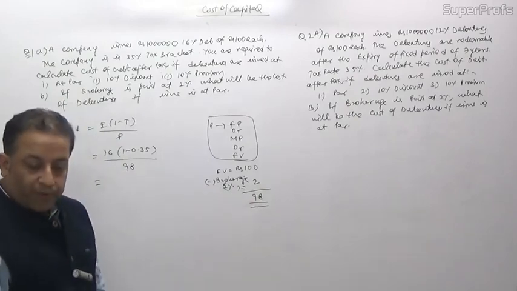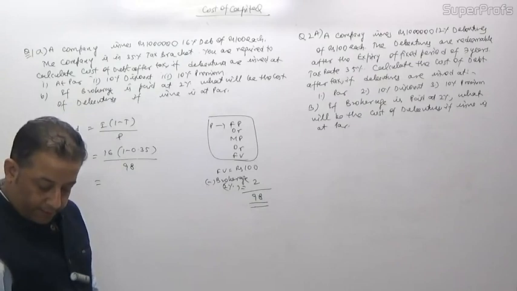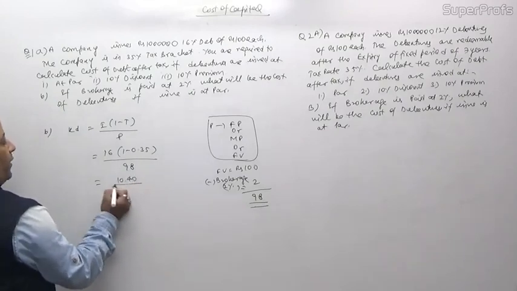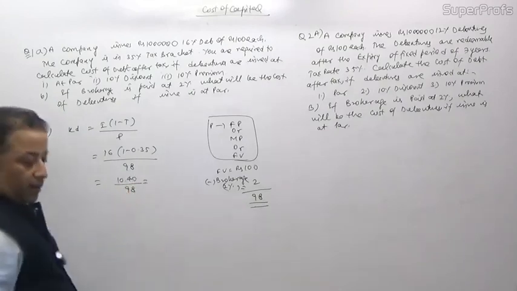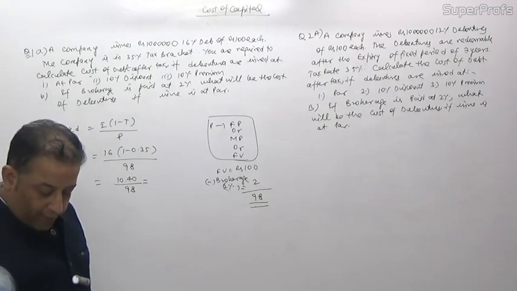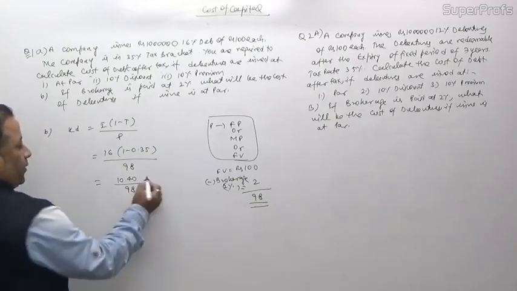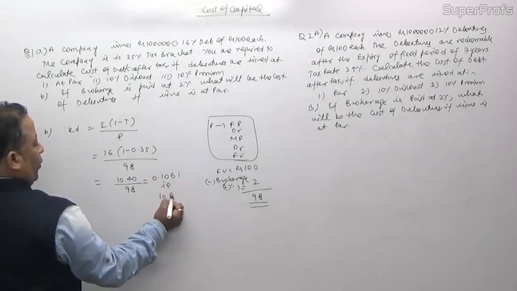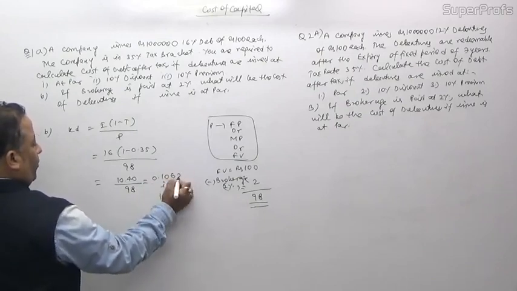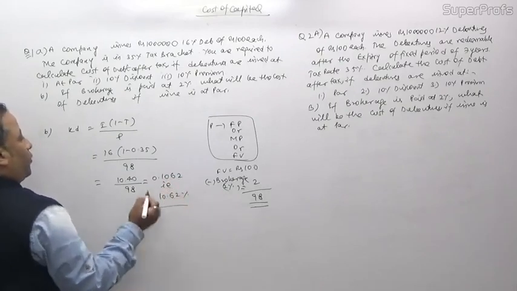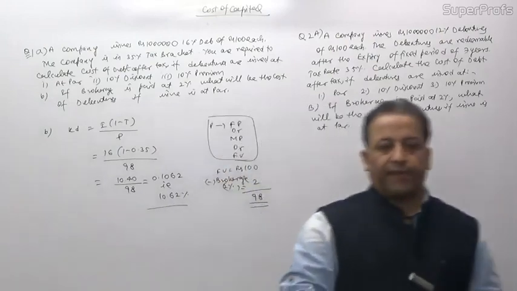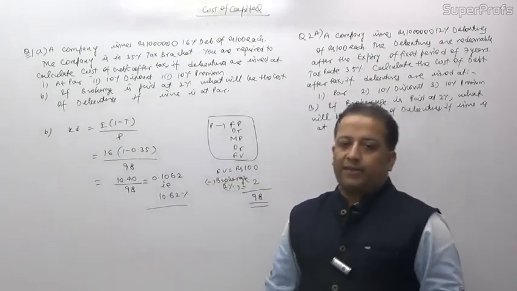16 multiplied by 0.65, that is 10.40, divided by 98. 10.4 divided by 98 is 0.1061, that is 10.61%, or about 10.62%.